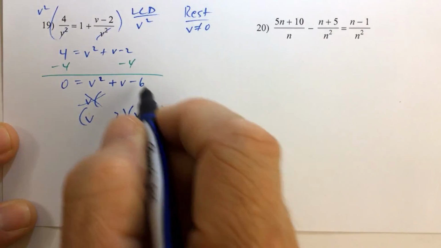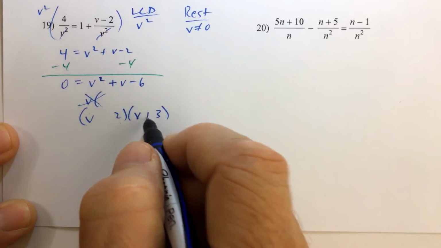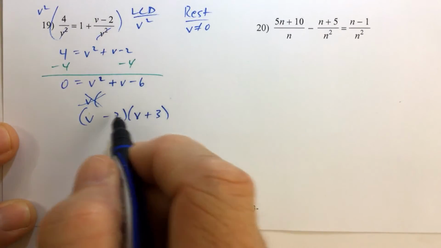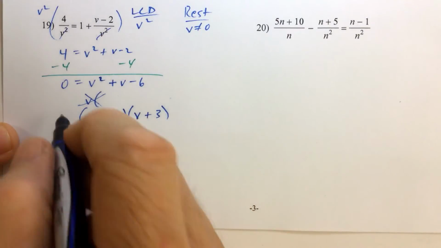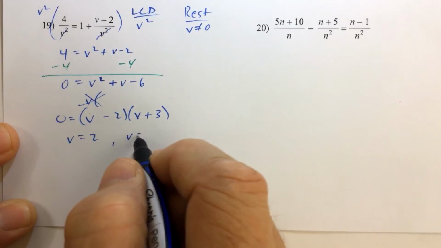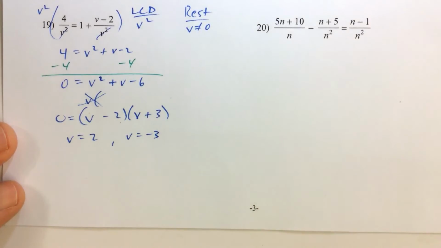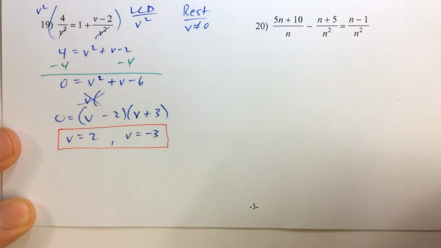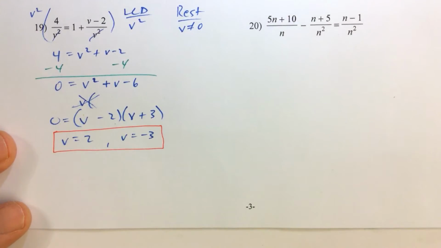So 3 times 2 is 6. Positive 3 times negative 2 is negative 6, but positive 3 minus 2 is positive 1. So we see that v equals 2 and v equals negative 3 would be the solutions to that equation. And they are not the restrictions.